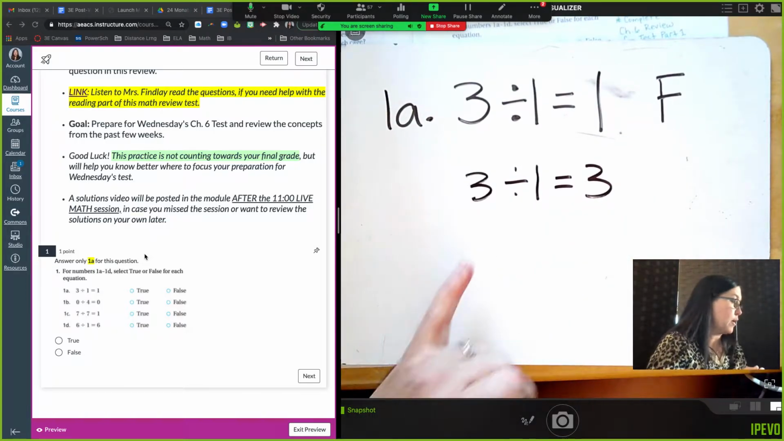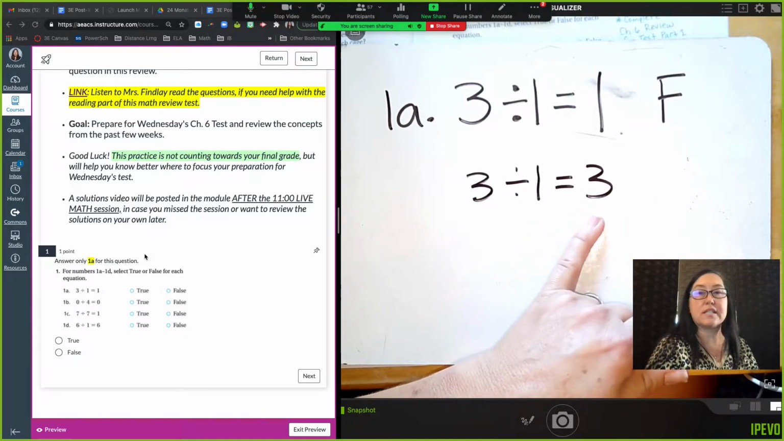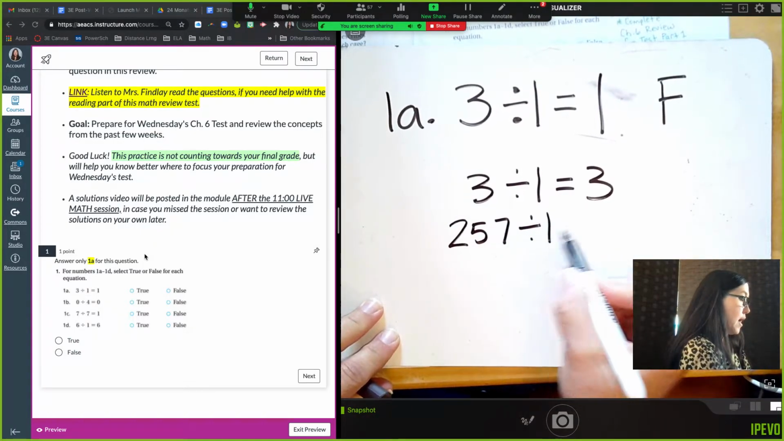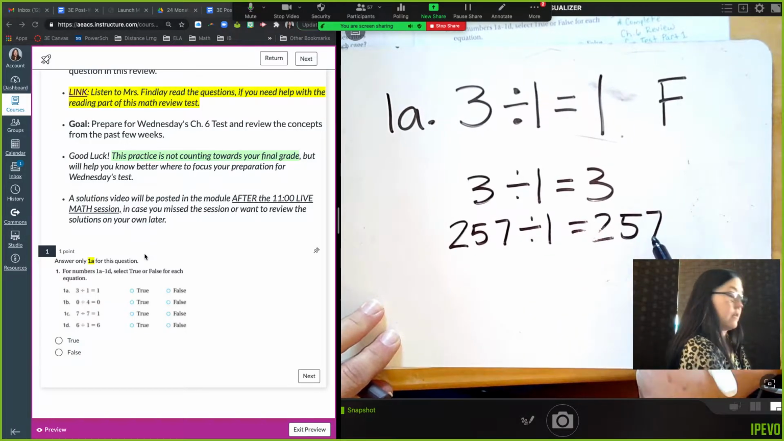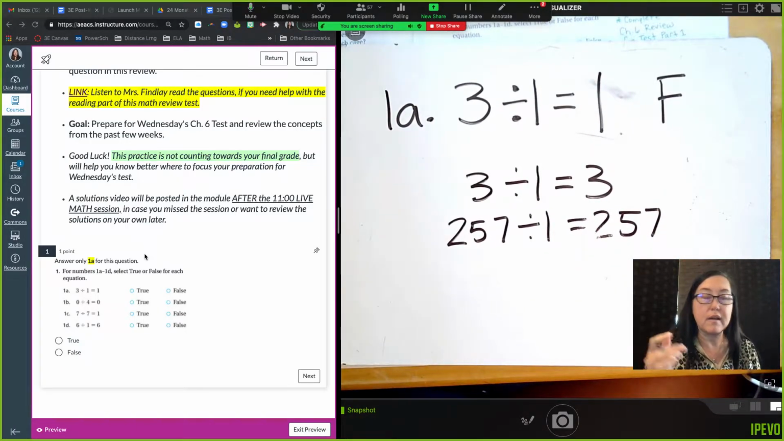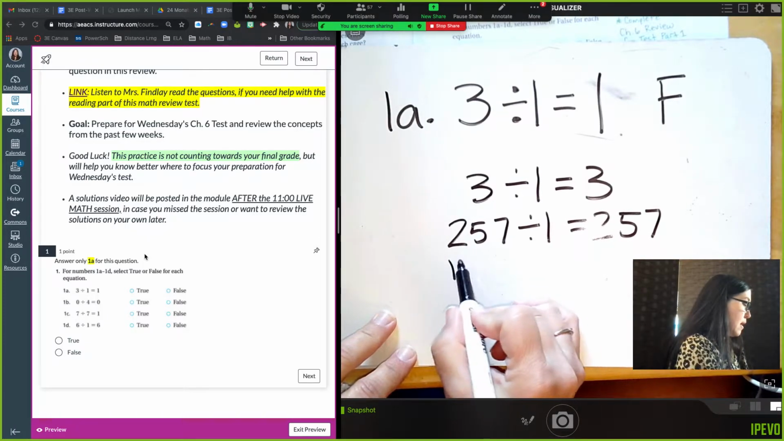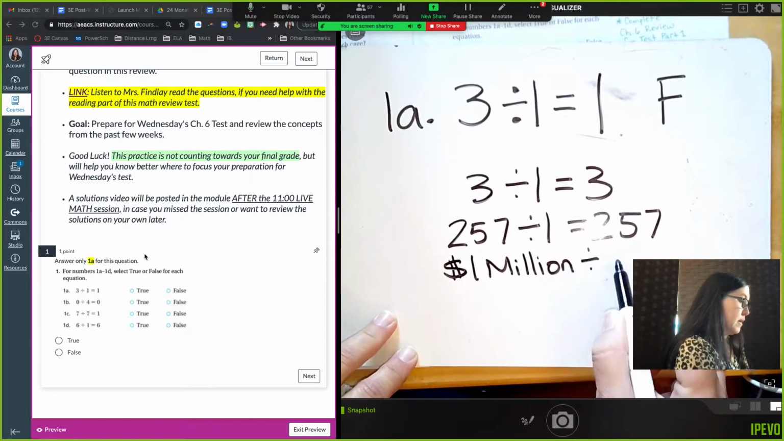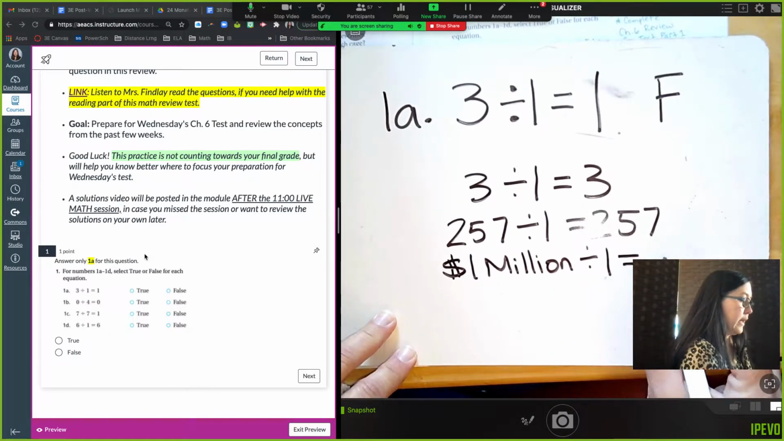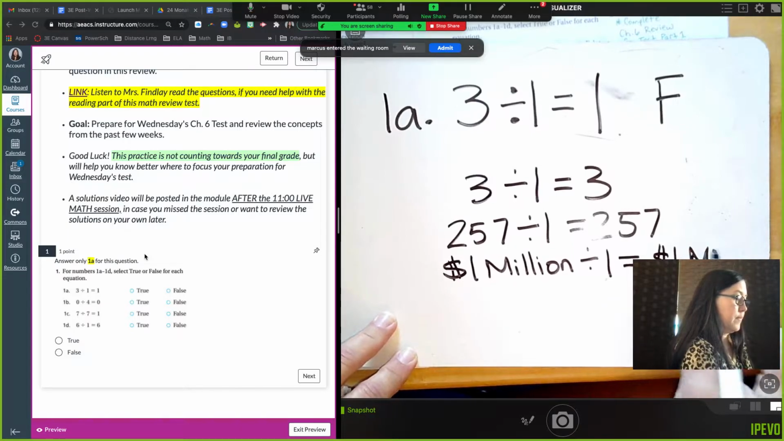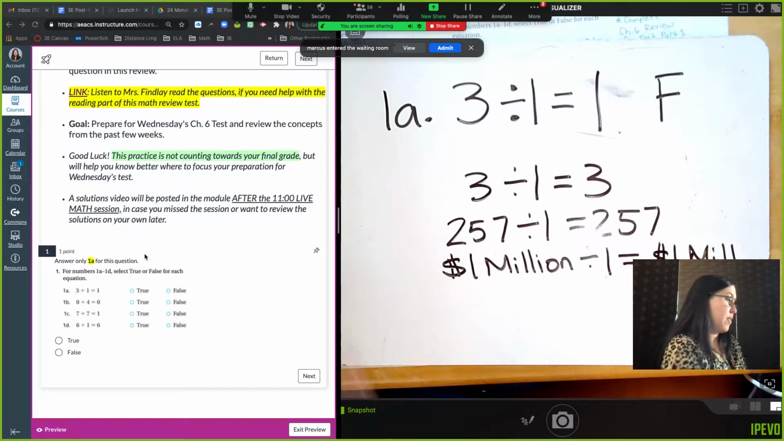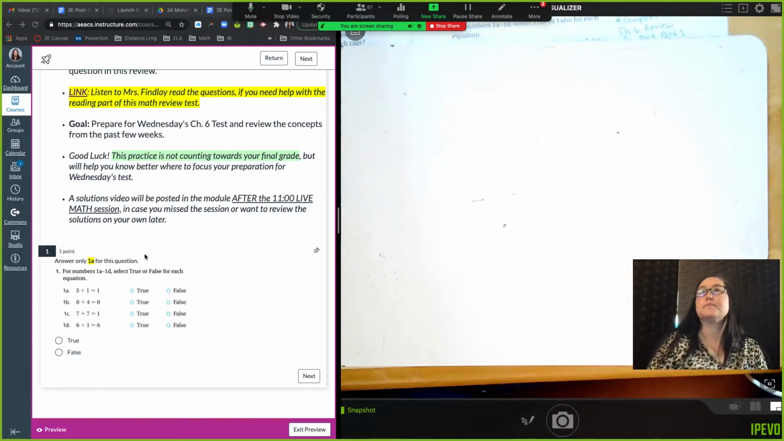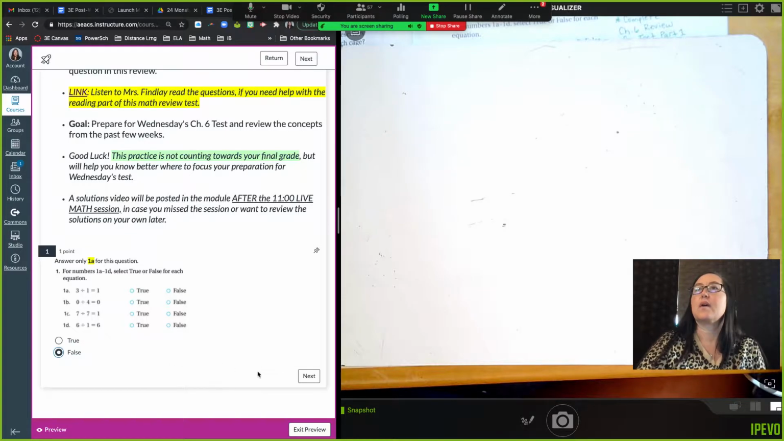Anytime you have a number divided by 1, it is just that number. I could even take 257 divided by 1 equals 257. It can work with any number. If I have $1 million and I'm dividing it into one group, it's $1 million. Okay, so 1A was false, and you would answer false.